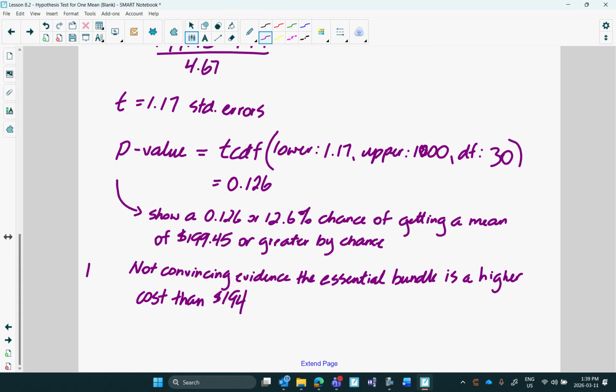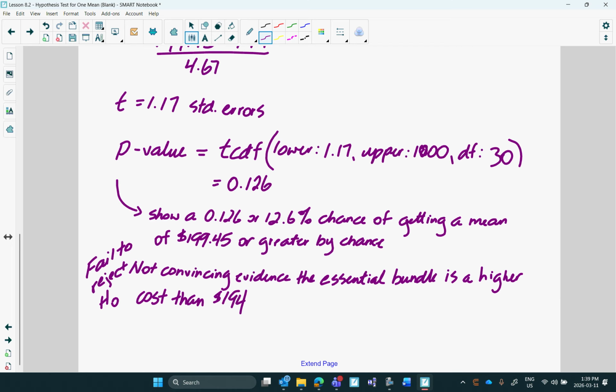Sorry, should have said, failed to reject H0. Maybe we have to add that. Okay? So that's the long way.